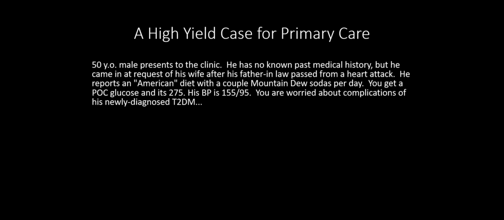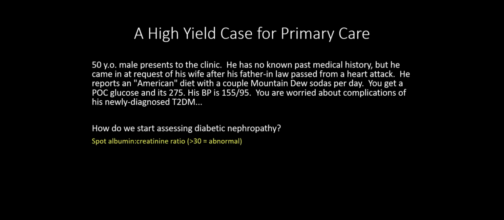So you're worried about complications of it. How do we start assessing diabetic nephropathy? What's our test there? I guess you'd start with a spot protein creatinine ratio. Absolutely. And what's our threshold for saying this is abnormal, we should do something? Is it 0.3? Yep, 0.3 or 30, depending on the units. So the spot albumin creatinine ratio or spot protein creatinine ratio, looking for a value of 30.